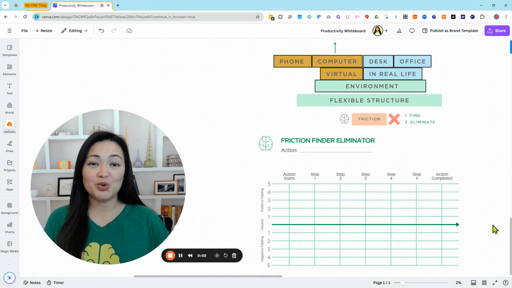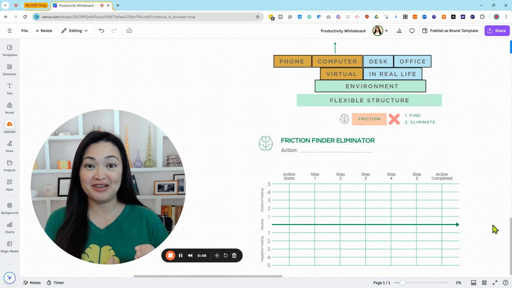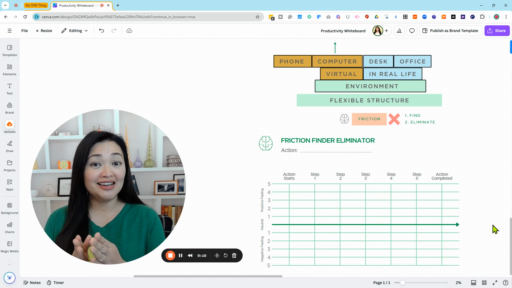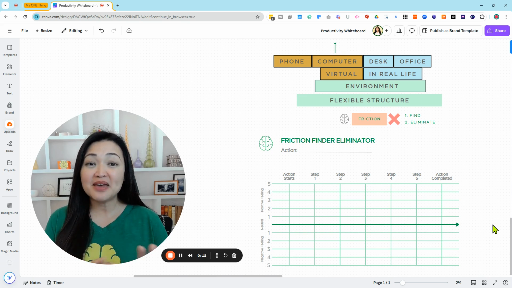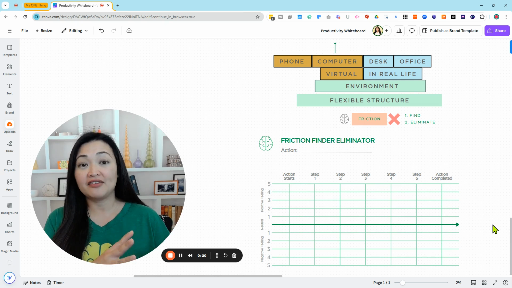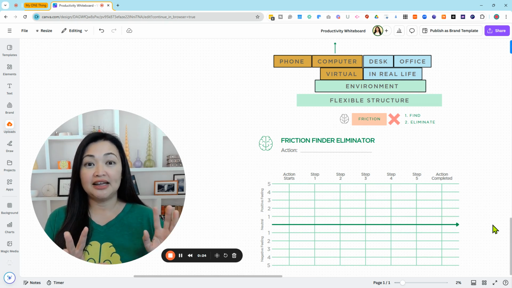In this video, we'll talk about what I call the friction finder eliminator. It's called that because it's meant to find and eliminate as many frictions as possible with a particular action that you want to accomplish or complete. This graph, I'll have that available for you to download so you can use it each time.